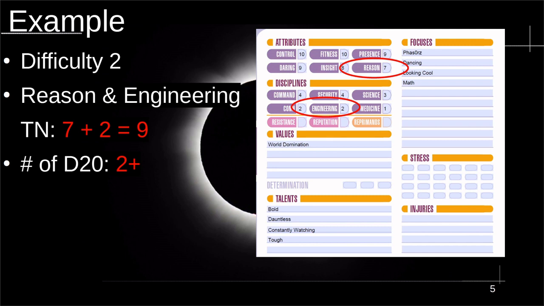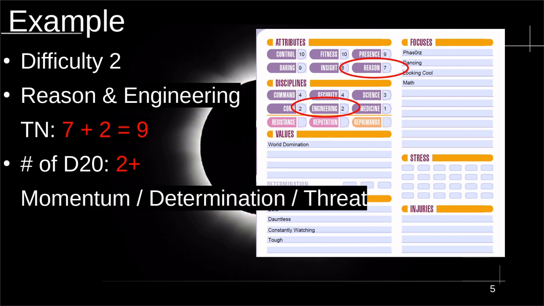The number of d20 is 2 plus whatever you want to buy in addition. You have resources that you can spend in order to buy additional d20s. Those are momentum, determination, and threat. I'm just skimming over this because I'm not going to explain the entire content of the core book, but just for brevity's sake, momentum is something you can build up during a scene by succeeding very well on tasks or by aiding one another, for instance.